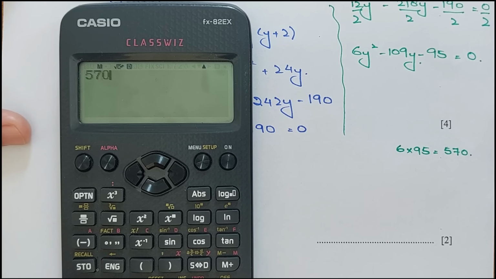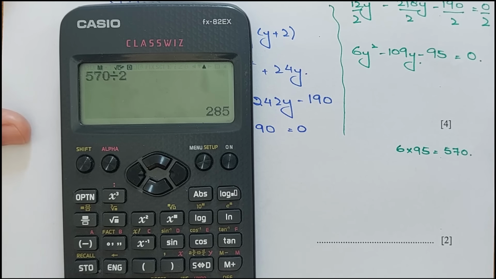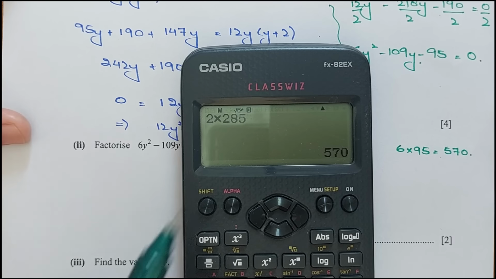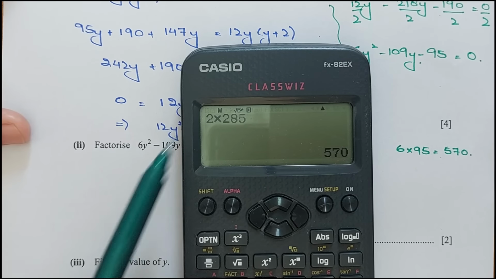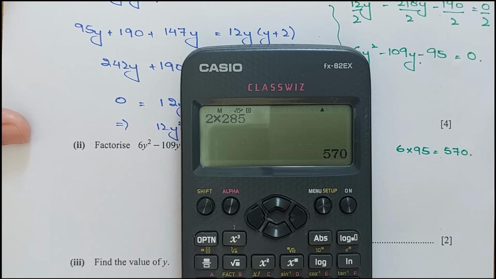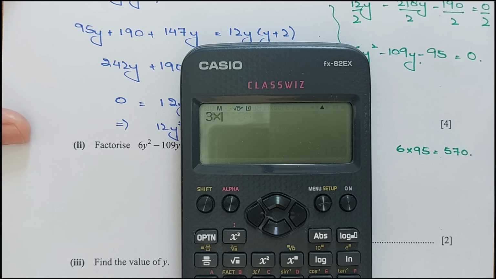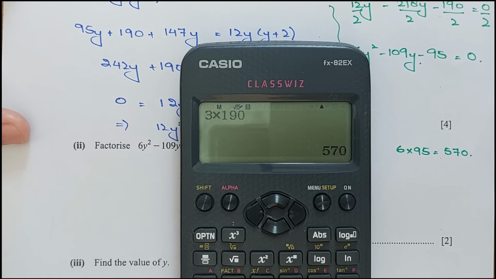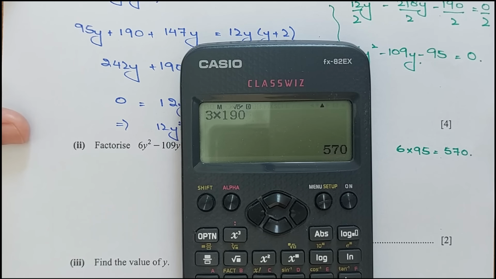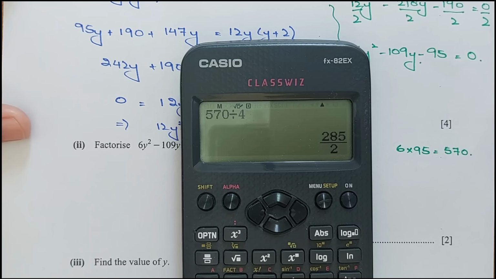Let me check with the 2 times table. 570 divided by 2, it means 2 times 285 is 570. But if you add or subtract 285 and 2, you are not getting the middle term. Okay, 570 divided by 3, 3 times 190. And 190 plus 3, 190 minus 3, we are not getting the middle term. Let me check with 4.